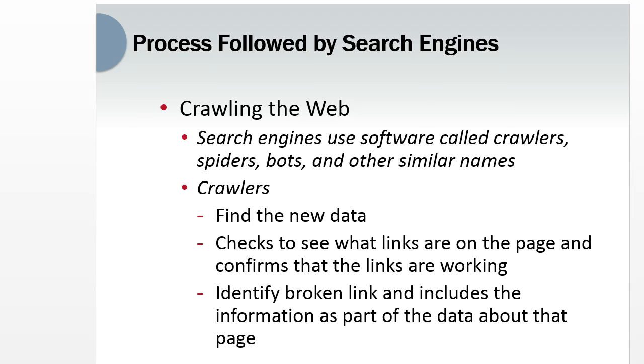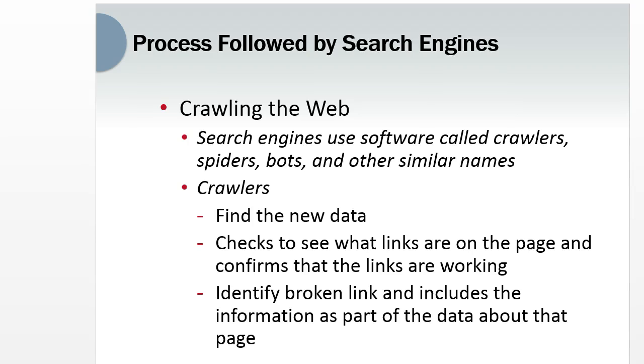Now let's look at the process that's followed by search engines. Some search engines such as Google and Bing are information systems that basically help users to retrieve data from the web by using search terms. All search engines follow 3 steps.